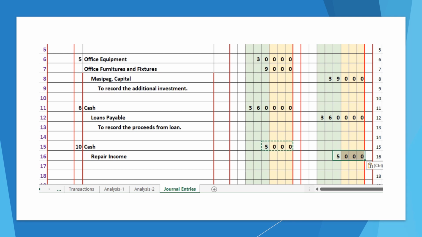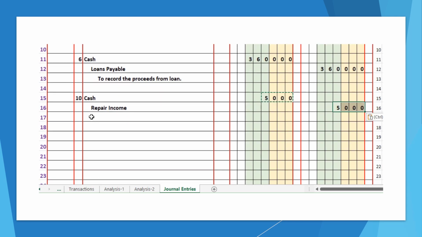And then our explanation would be what? To record income for service rendered for cash. Okay?